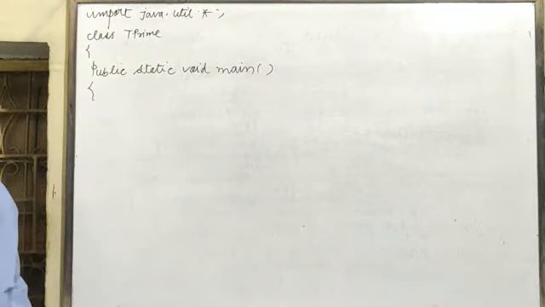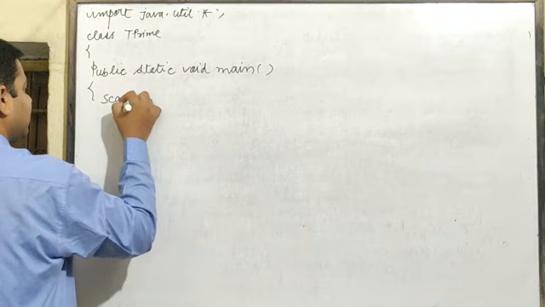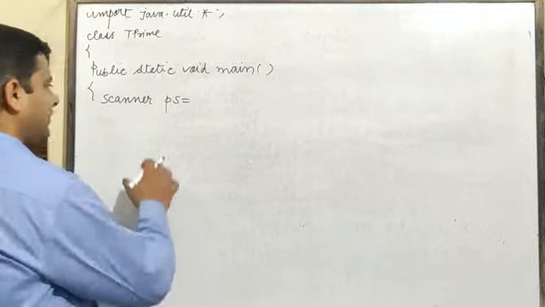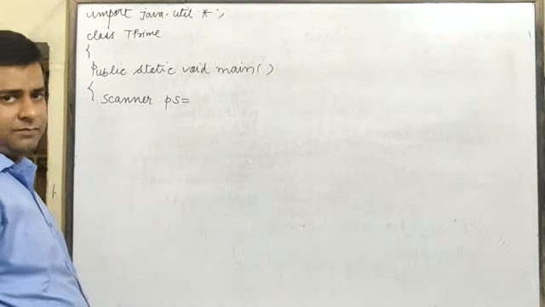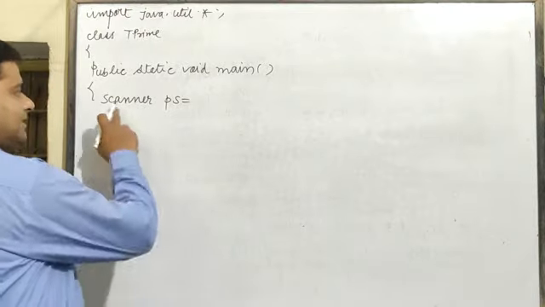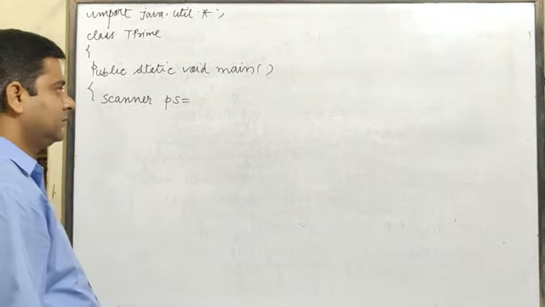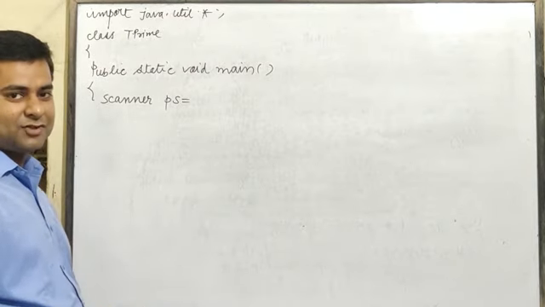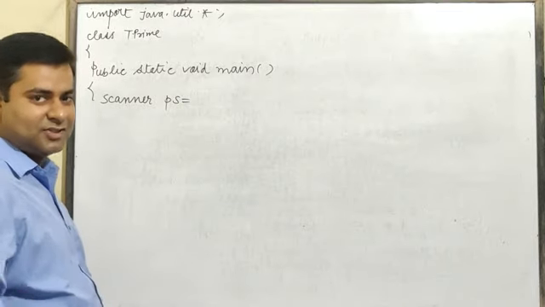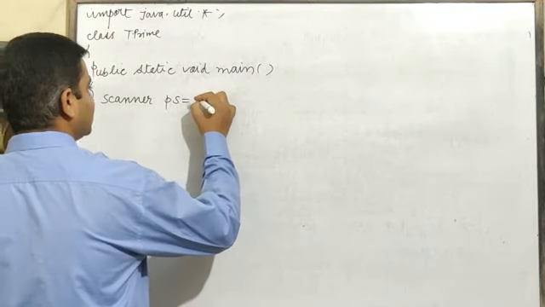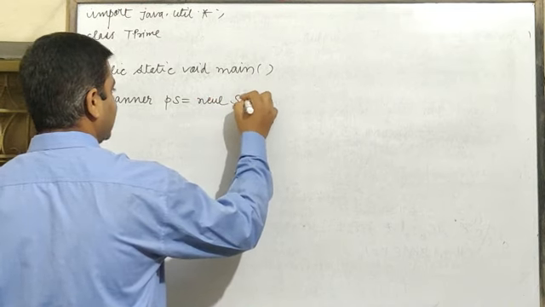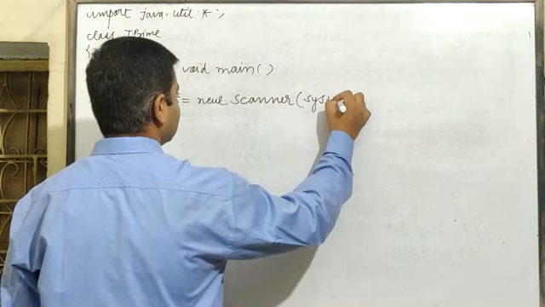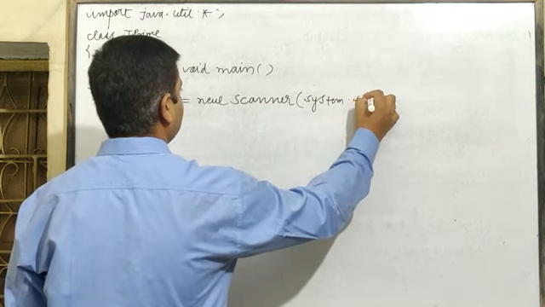Till here, then make the object of the Scanner class: Scanner PS. You can write any object name. Scanner is the class and PS is the object name. In place of PS, you can write the initials of your name. PS means P for Prabhat, S for Sharma, that's why I wrote PS. No problem. So Scanner PS equals new Scanner(System.in).